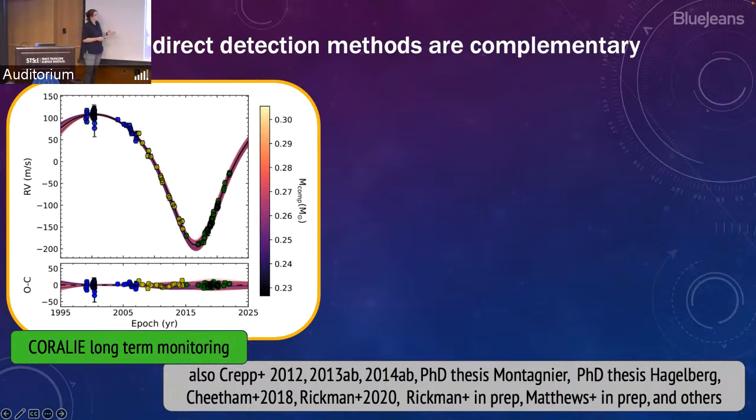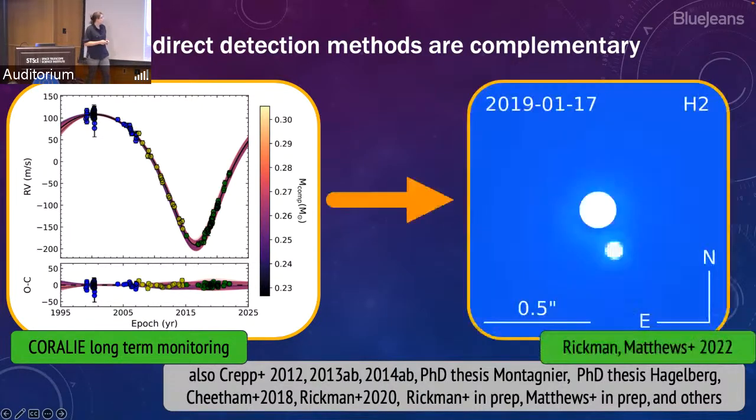And we thought this object might be a brown dwarf based on the radial velocity data. So we collected SPHERE images of this object as part of a paper led by Emily Rickman, and you can see we actually detected a companion, in this case a low-mass star rather than a brown dwarf, because the system is relatively face-on, so it's relatively massive for the radial velocity signal that we're seeing.